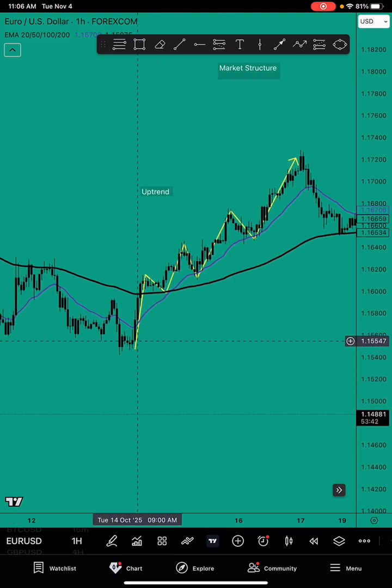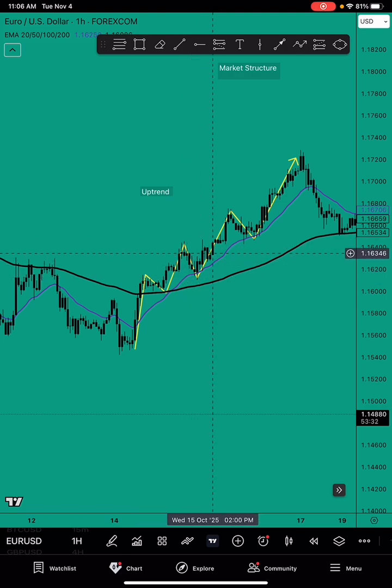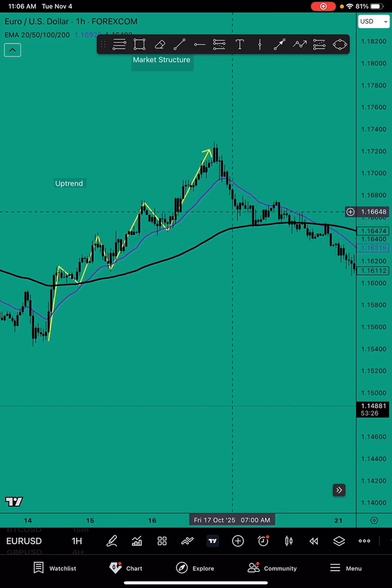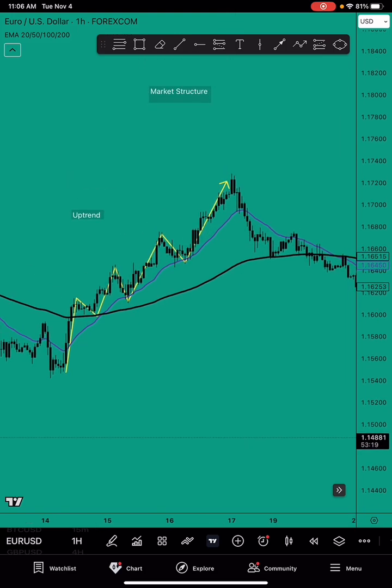What are the institutions thinking? Okay, we want to drive price up, but we're going to have to wait. We're going to have to get some stop losses, and then we're going to move up. But then you know what? We want to go higher. We're going to collect a couple of stop losses, and then we're going to move up, until what happens? Price breaks its structure.